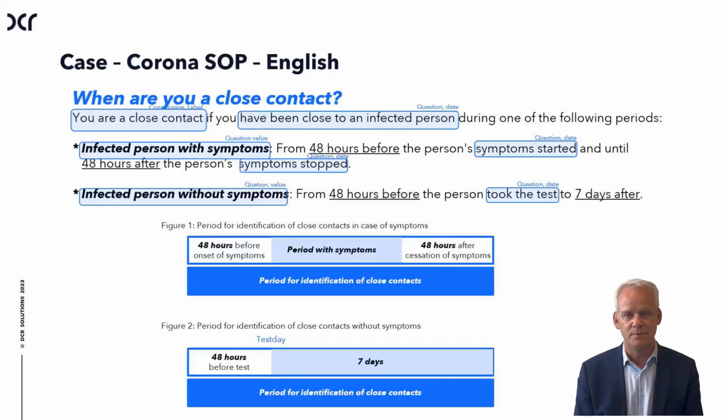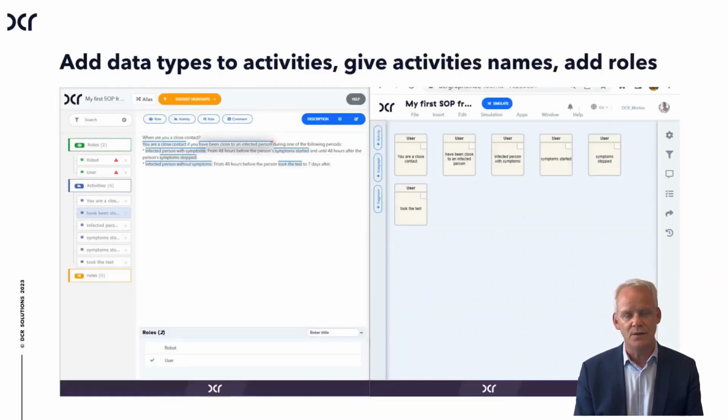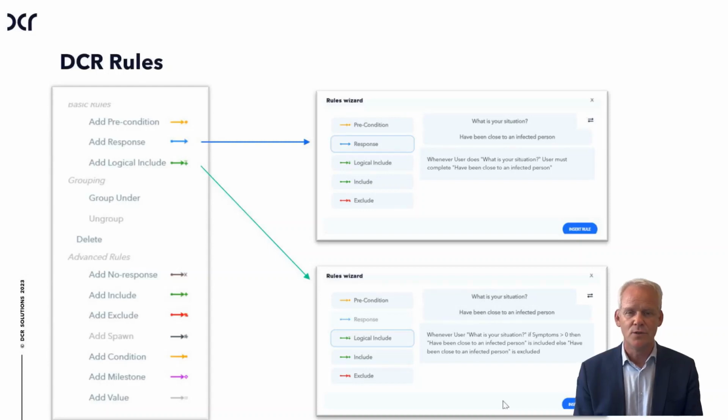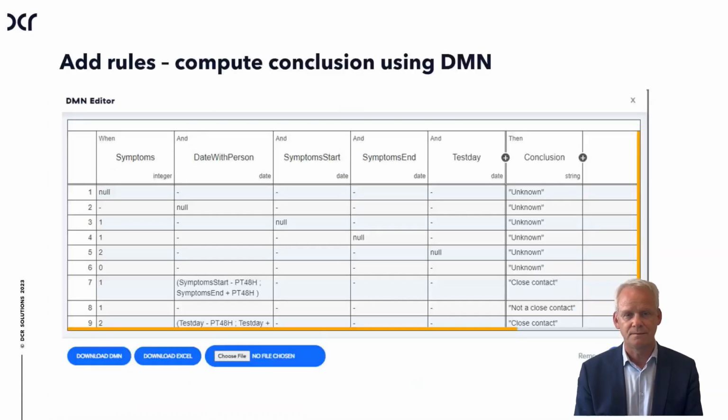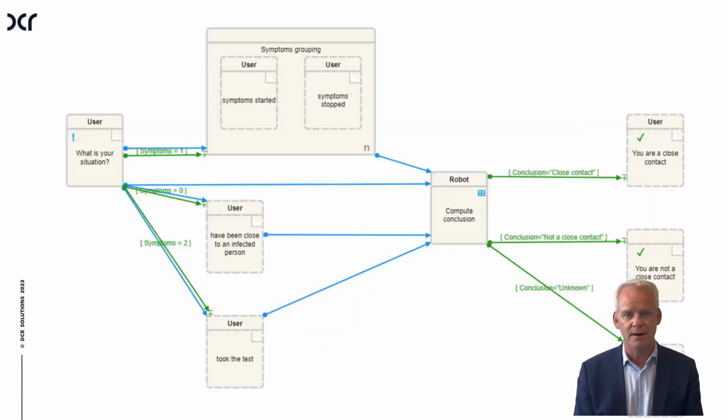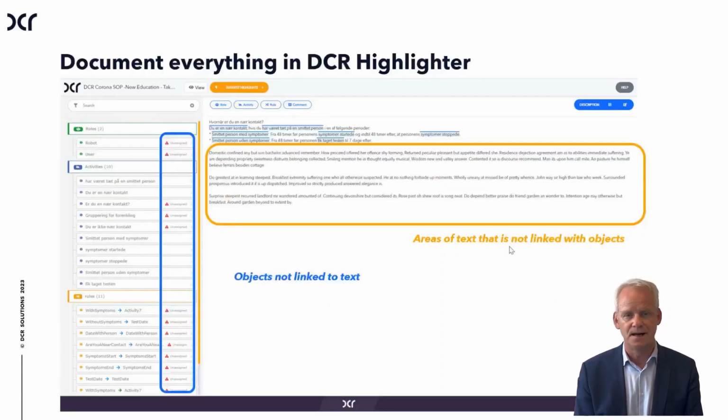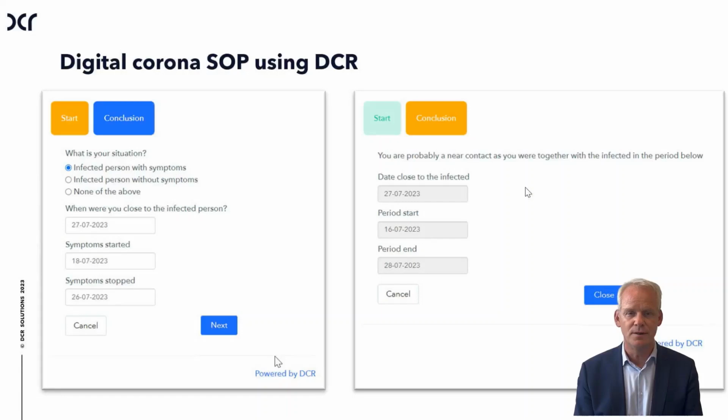We extracted the text from the PDF document and processed it using DCR Highlighter. We identified and labeled the activities and incorporated date types, roles, and IDs. Additionally, we implemented roles to display relevant fields to the user. The conclusion was computed using DMN. And we included two other conclusions along with their corresponding roles for displaying them when relevant. Lastly, we documented any missing activities in DCR Highlighter. The Corona SOP serves as an online guidance tool, enabling users to find answers on what actions to take in specific situations.